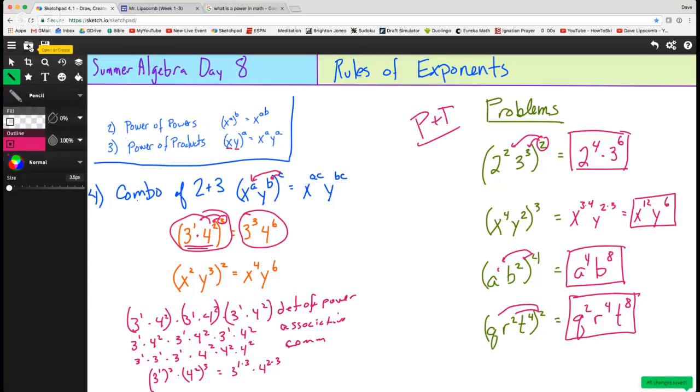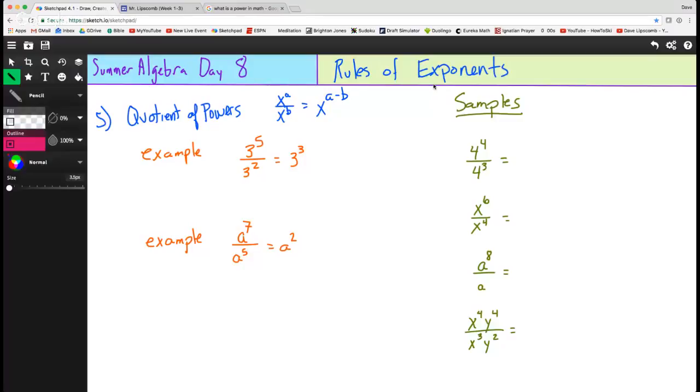All right, moving on to rule number 5. The quotient rule. This one's interesting. This is the opposite of the product of powers. Now we have the quotient of powers, and this says that you subtract exponents. You don't divide them. You subtract them.